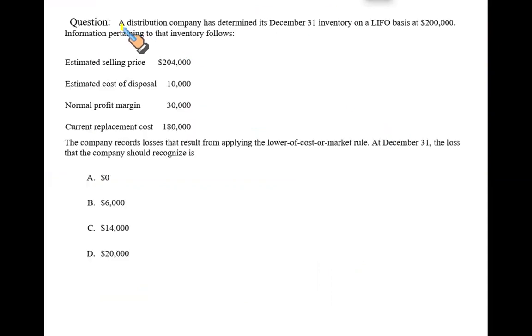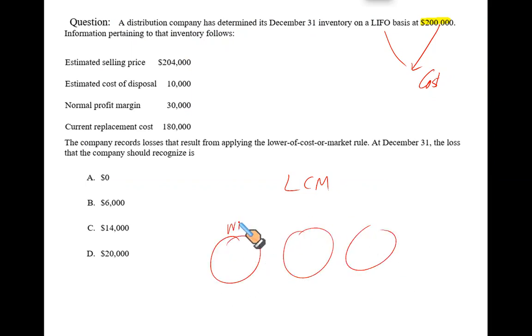Let us do this question. A distribution company has determined its December 31st inventory on LIFO basis at $200,000. So this is the value of inventory under LIFO cost, which means you will apply the LCM rule, not NRV. Remember, LIFO and retail method means you apply the LCM rule. Under the LCM rule, you will need three circles in any order. The first one would be for NRV, or in any order, take replacement cost and NRV minus normal profit margin.